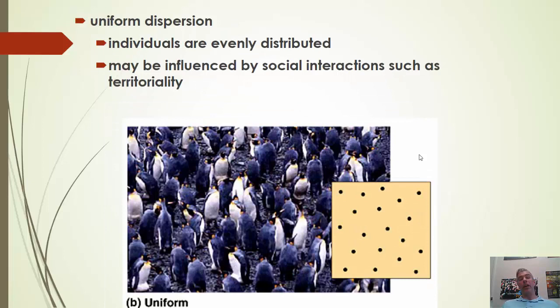Uniform dispersion, on the other hand, is when we have evenly distributed resources. That's a little bit more rare, but what we also have is social interactions like territoriality, where individuals have their own territory and there are borders to that territory, and individuals will evenly distribute themselves within a given space based on those borders. So that's why you'd have a uniform distribution.